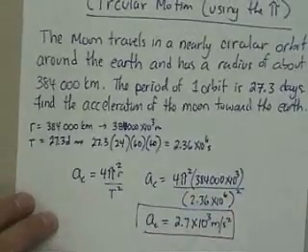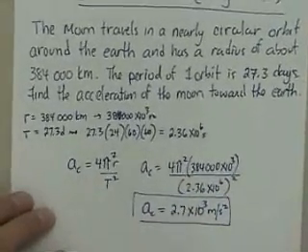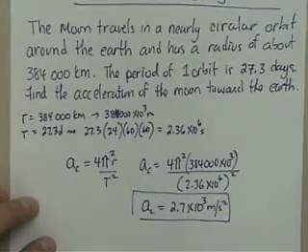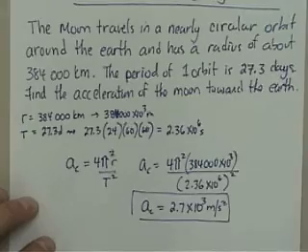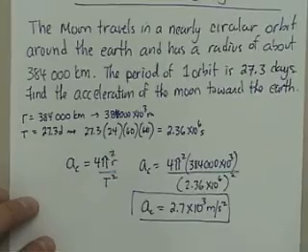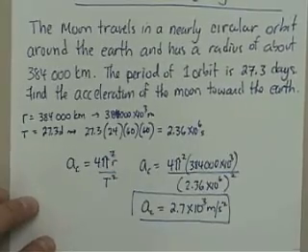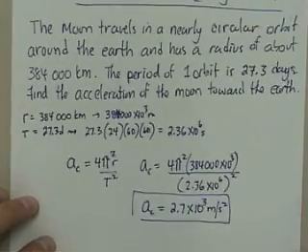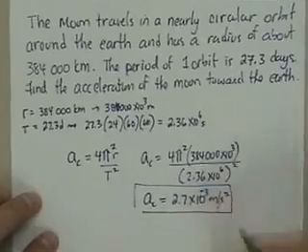Now that doesn't feel right. That feels way too big. So let me just see here. 4 times pi squared times 384,000 exponent 3 divided by 2.36 exponent 6 squared. Aha, I thought there was something up there. That should be a minus.